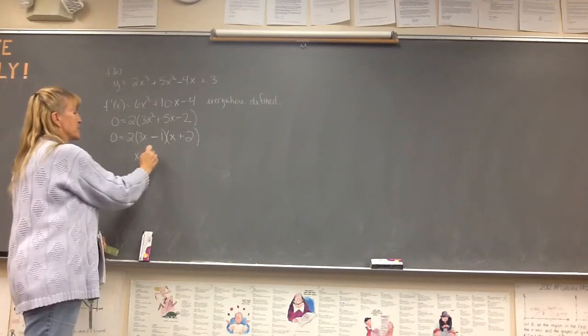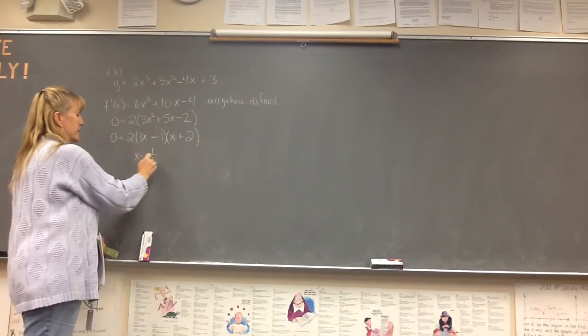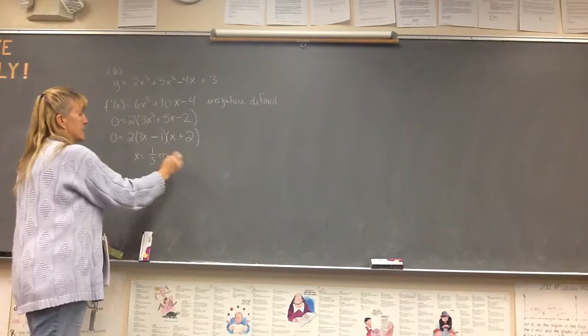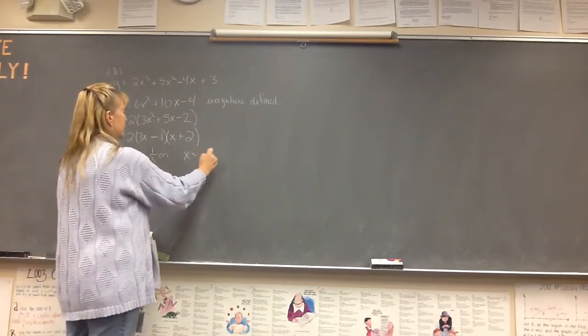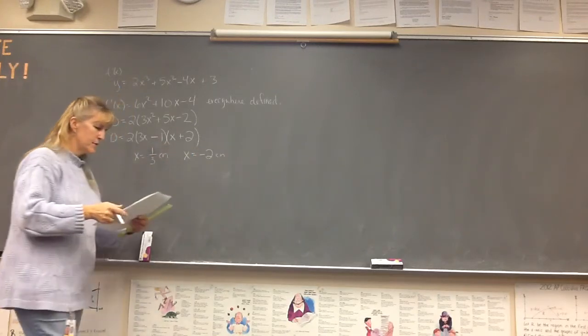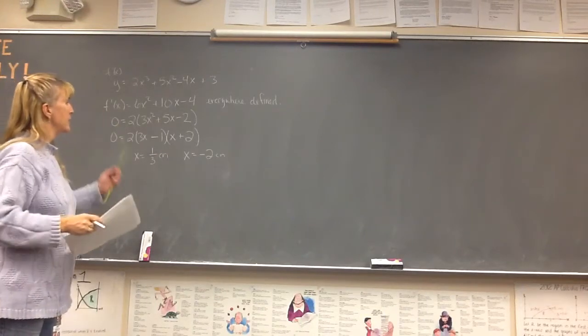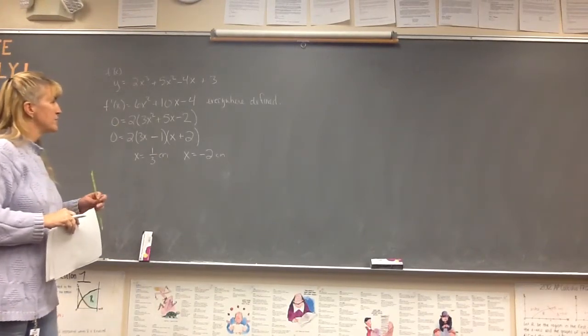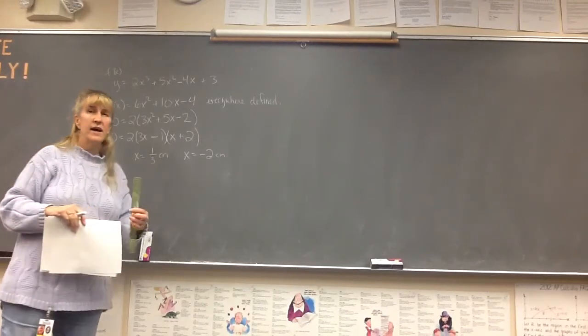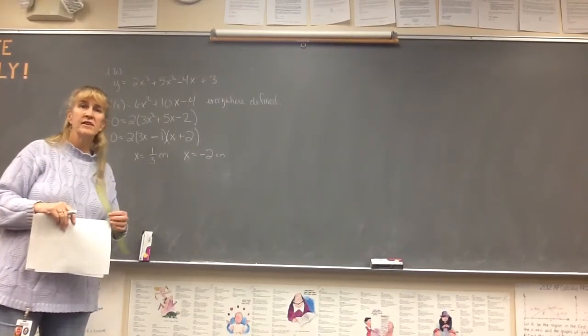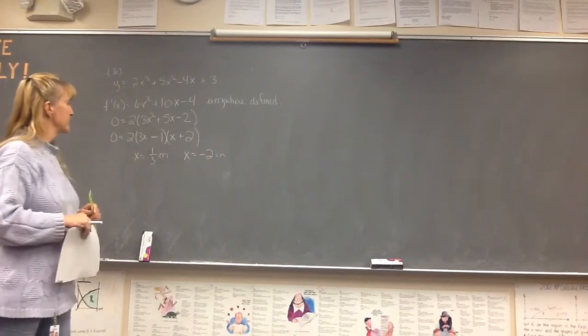One will be x equals 1/3. This will be a critical number. And the other one will be x equals -2. That should be a critical number as well. So let's see where we're going here. I have my critical numbers. I want to apply theorem 3.5, and then I'm going to apply the first derivative test. So we're going to do all kinds of good stuff.